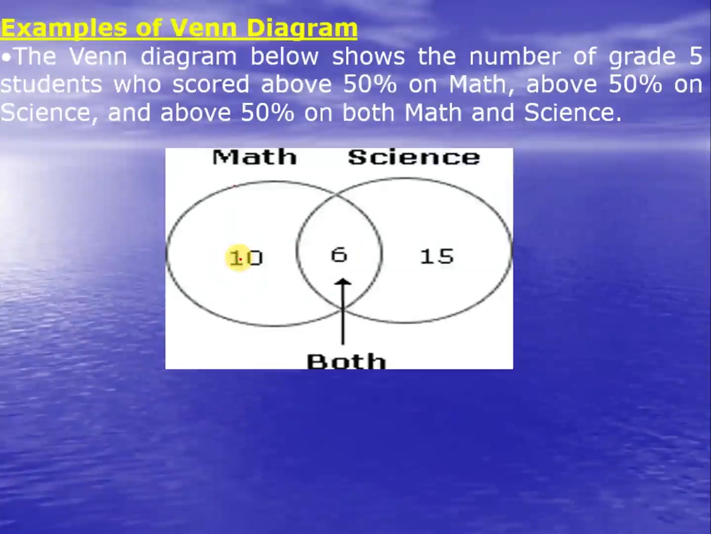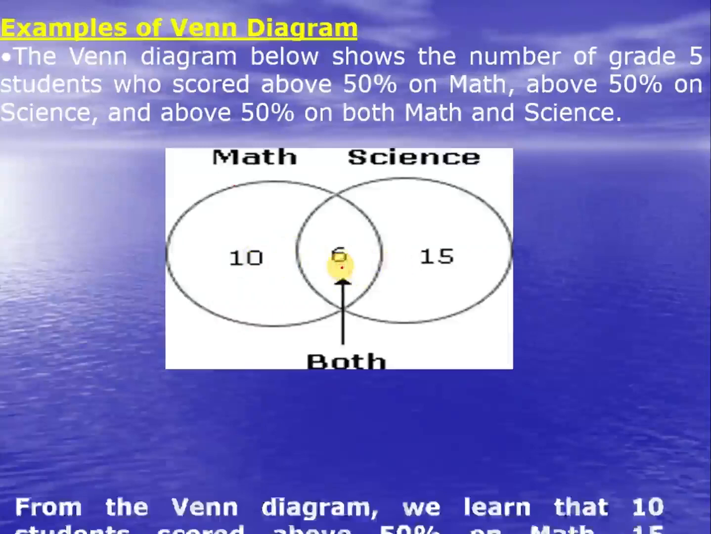There were only 10 who scored above 50% in math, and there were only 15 who scored above 50% in science. Okay, but 6 also scored above 50% in both of the subjects. So when you are calculating those who scored above 50% in math, those who scored in both will be part of the 10. That will make it 16. Okay, and then likewise with that of the science.